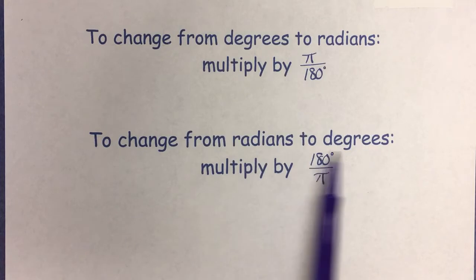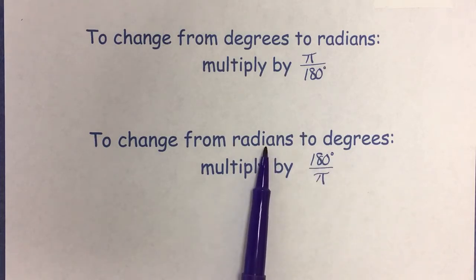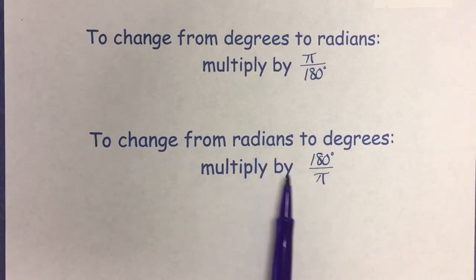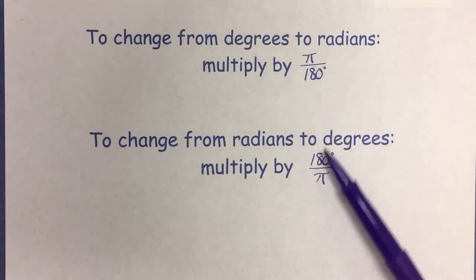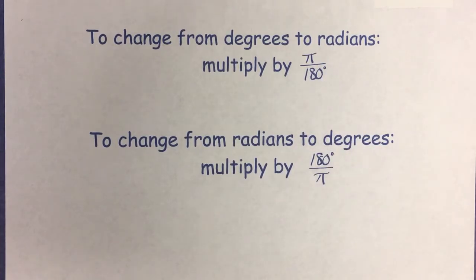Then to change from radians to degrees, let's say they start you out with 2 radians, and you want to know what 2 radians is in degrees. Then you multiply by 180 over pi. So obviously very similar things that we're going to multiply by. They're just reciprocals, so make sure that you don't get those mixed up, okay?